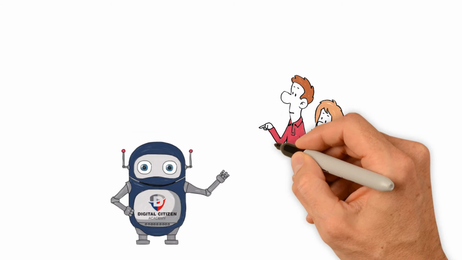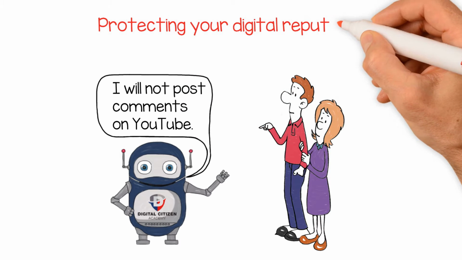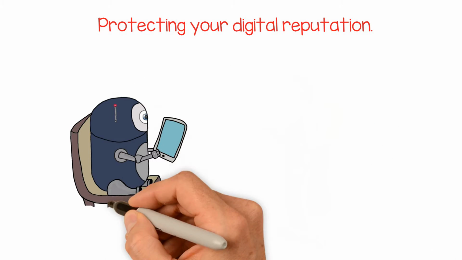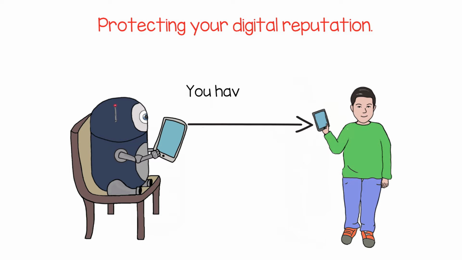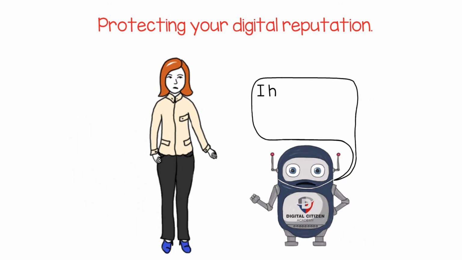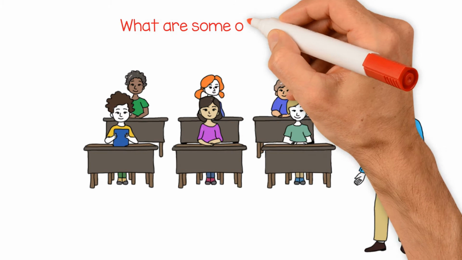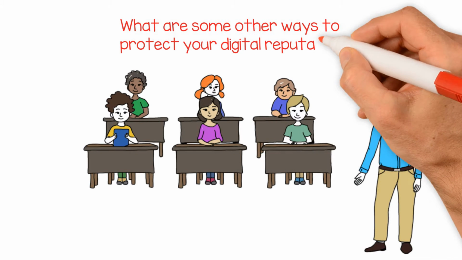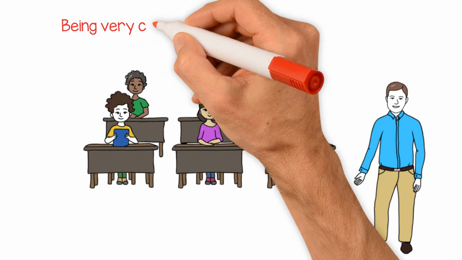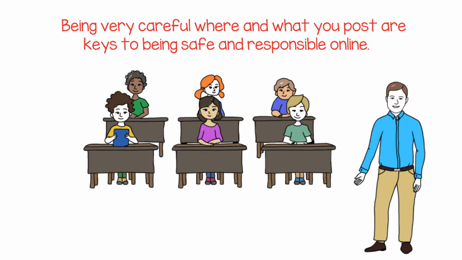When Digi promised his parents not to post comments on YouTube, he was protecting his digital reputation. When he used kindness texting his friend to remind him of an assignment that he missed, he was protecting his digital reputation. When Digi reported a cyberbully to an adult and did not respond to that person, he was protecting his digital reputation. What are some other ways to protect your digital reputation? Being very careful where and what you post are keys to being safe and responsible online.